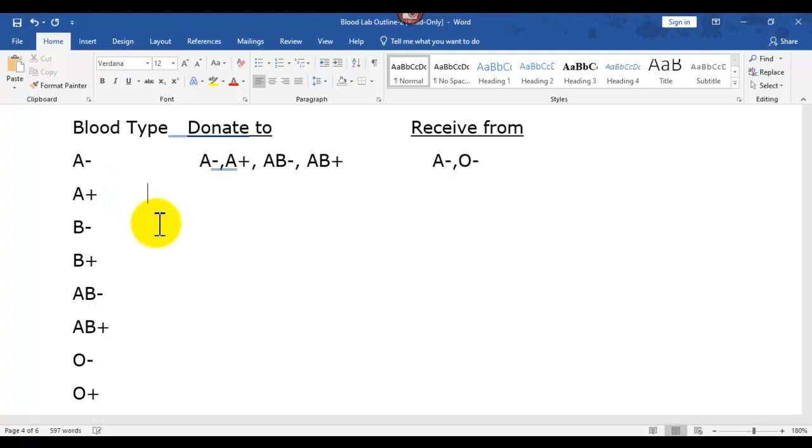If you're AB positive, who can you donate to? Well, you're kind of limited there, like my typing. You can donate to A positive and AB positive. Remember, positive blood can only donate to positive. Who can they receive from?